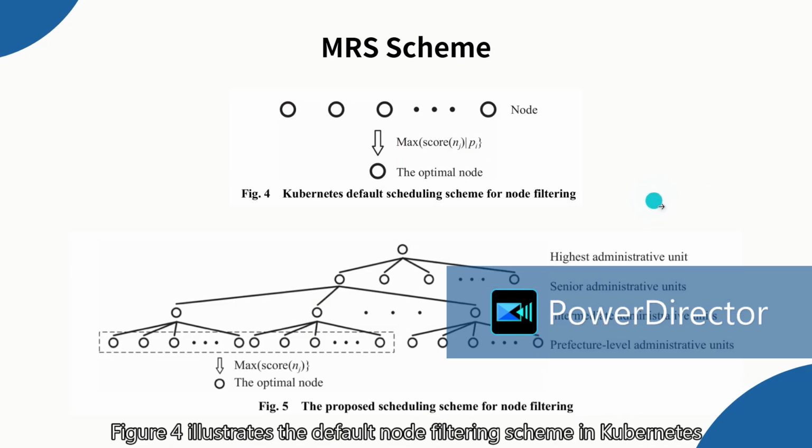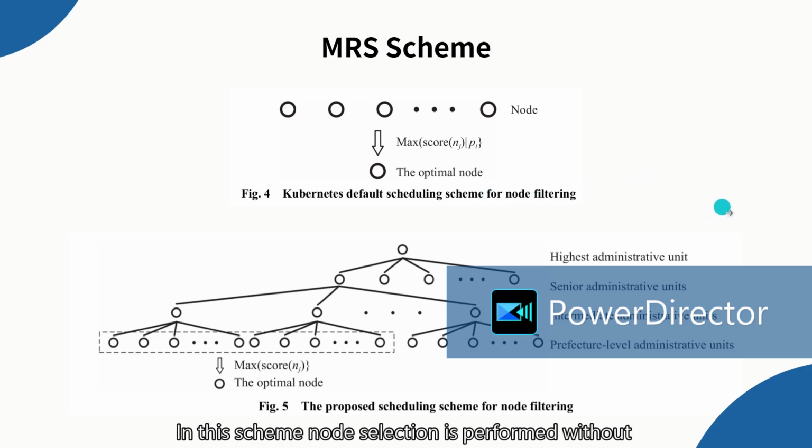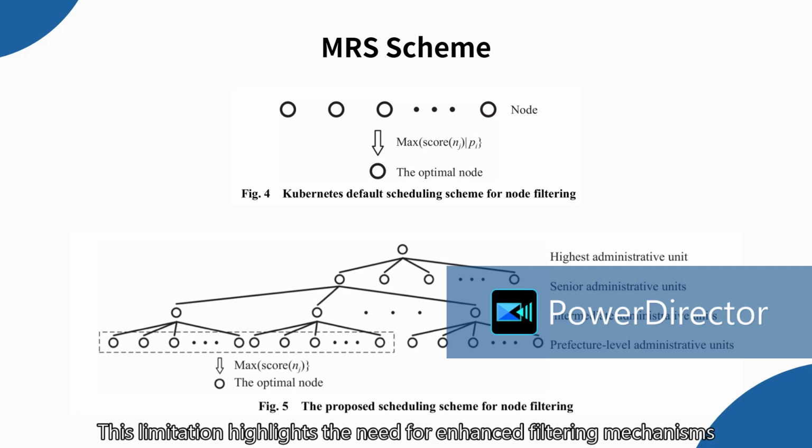Figure 4 illustrates the default node filtering scheme in Kubernetes. In this scheme, node selection is performed without considering delay requirements. As a result, the chosen nodes might not meet the low latency demands of IoT applications. This limitation highlights the need for enhanced filtering mechanisms.